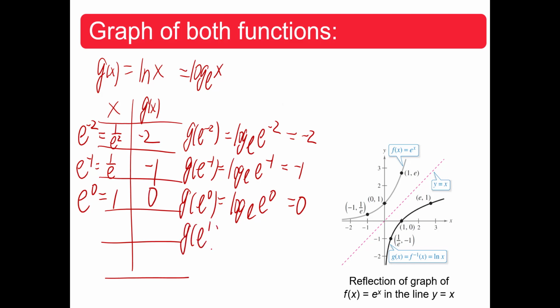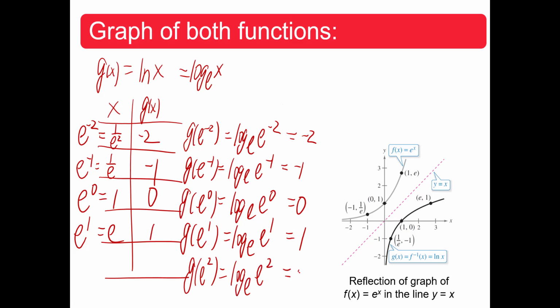g of e to the first is log base e of e to the first, which equals 1. e to the first is e. g of e squared is log base e of e squared. They offset each other, and we get 2. As you can see, when you sketch the graph here, 1 over e corresponds to negative 1. So this is one point here. 1, 0 is here. And then e, 1. So connect those 3 points and you get a logarithm function.